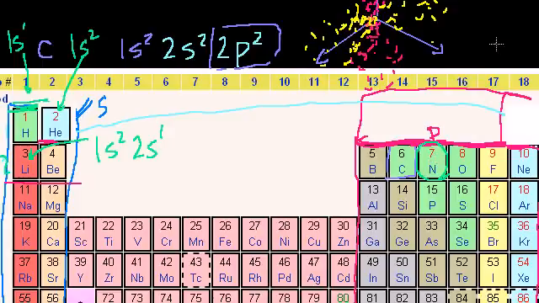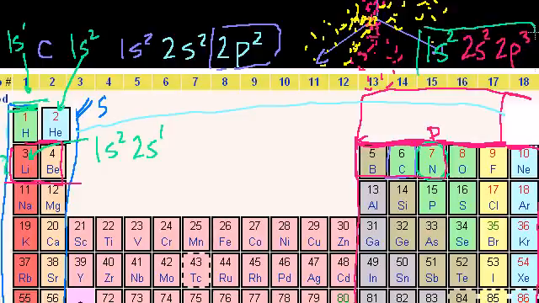Let me write that down. So I could write that down first: 2p3. That's where the last 3 electrons go, into the p orbital. Then it'll have these 2 that go into the 2s2 orbital. And then the first 2, the electrons in the lowest energy state, will be 1s2. So this is the electron configuration of nitrogen.